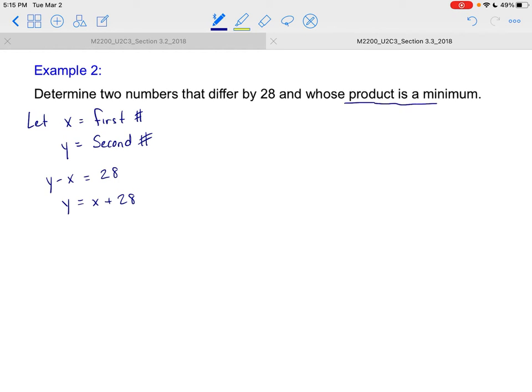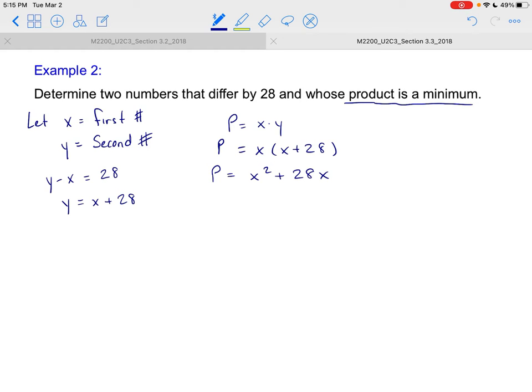Let's look at now whose product is a minimum. So we can say the product between these two numbers is equal to x times y. And well, we just rewrote y as x plus 28. Remember now, this is quadratic, so you should be trying to get to a quadratic equation here, which you can see that when we multiply this out, we'll have x squared plus 28x. So that's what our product between these two numbers will be.